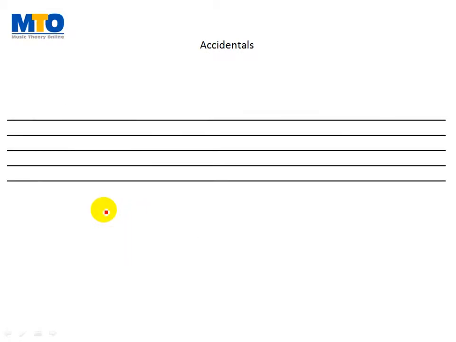So what you should do really is get some manuscript paper and practice writing the sharp sign, if it's placed in a space like so, or the sharp sign on a line. The flat sign, if it's placed in a space, it should be placed like that, or on a line it should be placed directly on the line. And the natural sign placed in a space should be placed like so. And again, if the natural sign is placed on a line, it should be directly on the line. So we've just dealt with the sharps, the flats and the naturals, and these are all called accidentals.